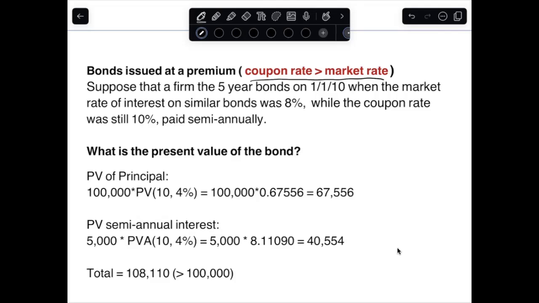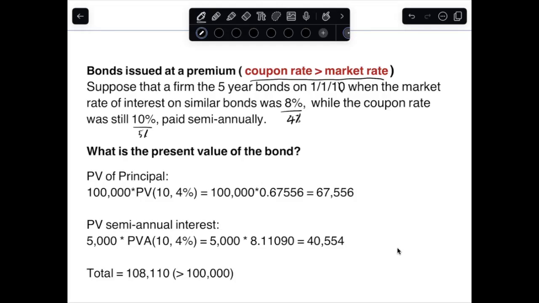And let's do the calculation. Suppose that a firm issues a 5 year bond on January 1st, year one, when the market rate of interest on a similar bond was 8%, while the coupon rate is still 10% paid semi-annually. So the market return for every period is 4%, and the coupon rate, the bond rate, is 5%.